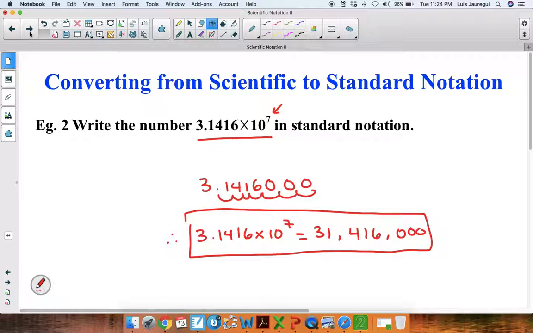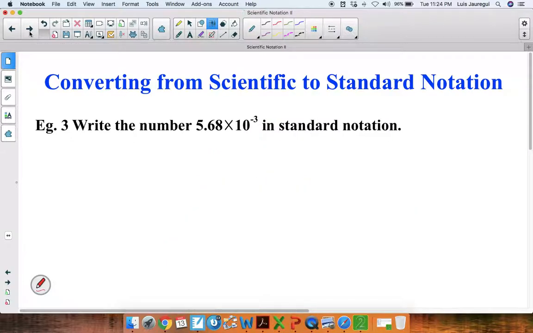Okay. Let's see one more example. Write this number 5.68 times 10 to the negative 3 in standard notation. Again, let's pay close attention to the exponent. In this case, the exponent is a negative number, so that makes this whole number, or the entire expression, to be less than 1.